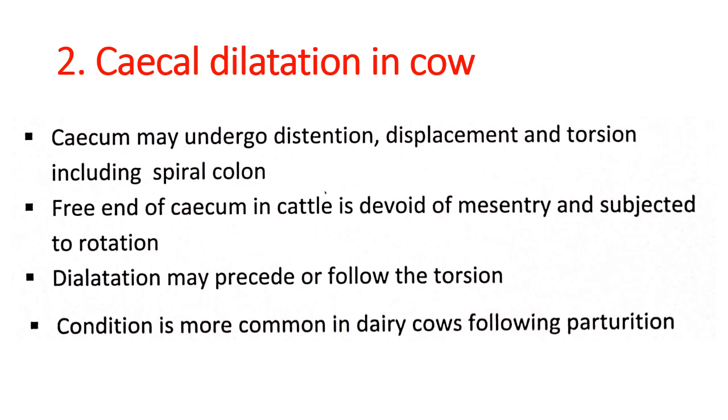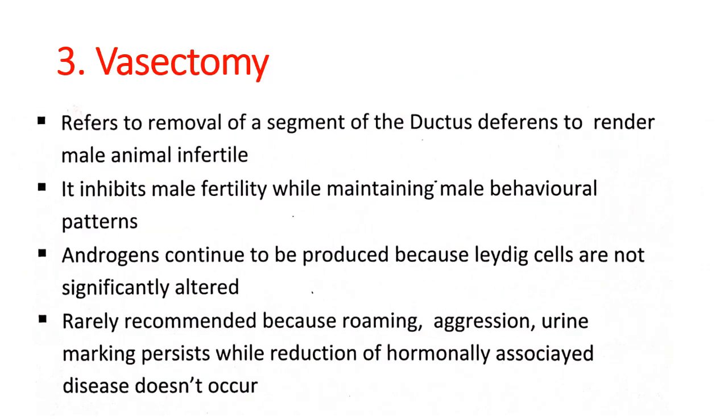Second, cecal dilatation in cow. So the cecum may undergo distension, displacement, torsion, including the spiral colon. The free end of the cecum in cattle is devoid of mesentery and subjected to rotation. Dilatation may precede or follow the torsion, and the condition is more common in dairy cows following parturition. You will find many videos of cecal dilatation on YouTube. You can search and see the whole procedure. It's better for you.